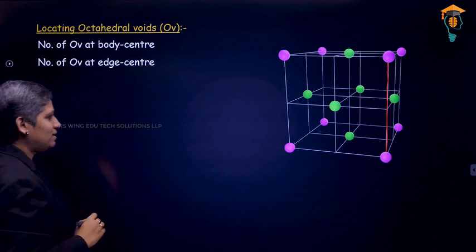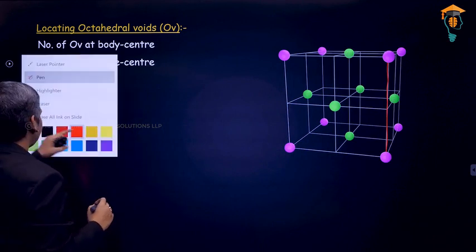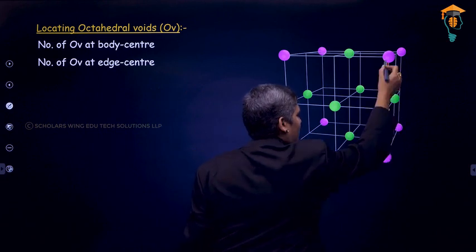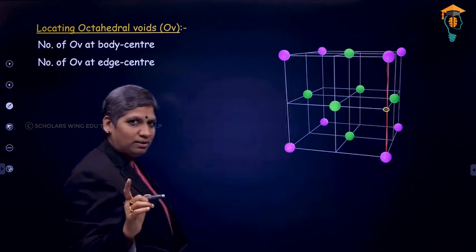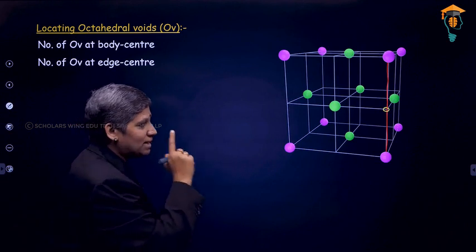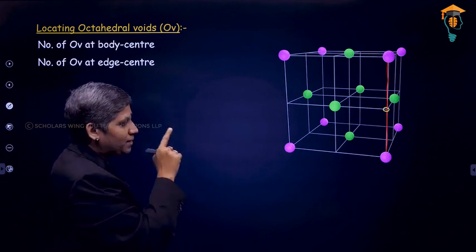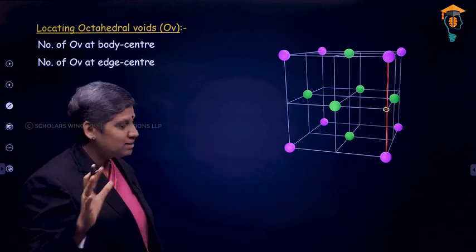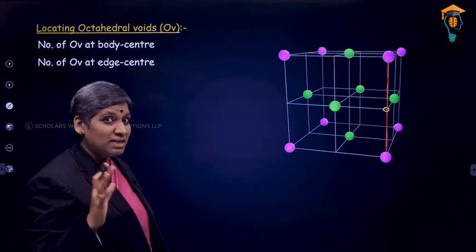Now, where is the edge center there? Obviously, this is your edge center. Along that edge. Are you clear? Out of the 12 edges, we have considered that edge. And that is the edge center. Now, once again, this edge center is not occupied by any sphere, but it is surrounded by 6 spheres.